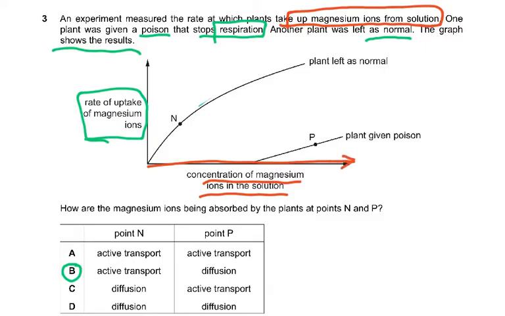So how are the magnesium ions being absorbed at N and at P? At N it is active transport and at P it is diffusion, because the plant which was given the poison is going to have no respiration, no release of energy. So a time comes when the concentration of magnesium ions is more, and then of course it is just going to diffuse into the plant. So this is what we had to understand about question number 3.